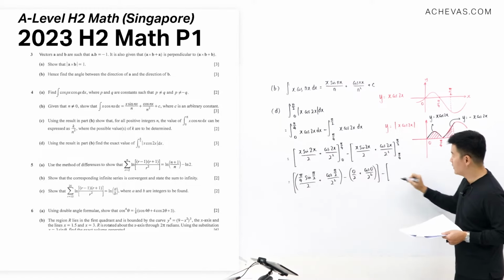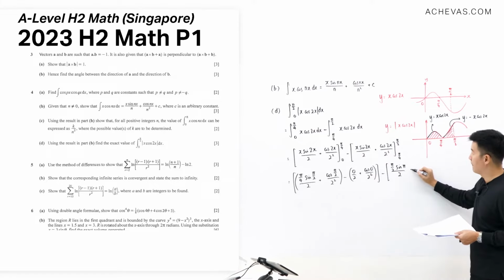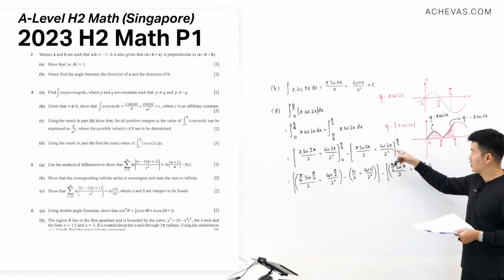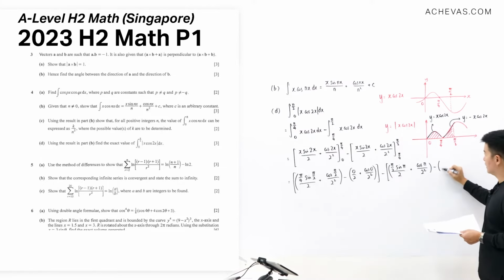And as for the second one, substituting this in, we will have a pi over 2 sine pi over 2, then plus here we will have a cosine pi over 2 squared. This is when we substitute pi over 2 in. Minus, substituting pi over 4 in, it is going to be pi over 4 sine pi over 2 over 2, then plus cosine pi over 2 over 2 squared.